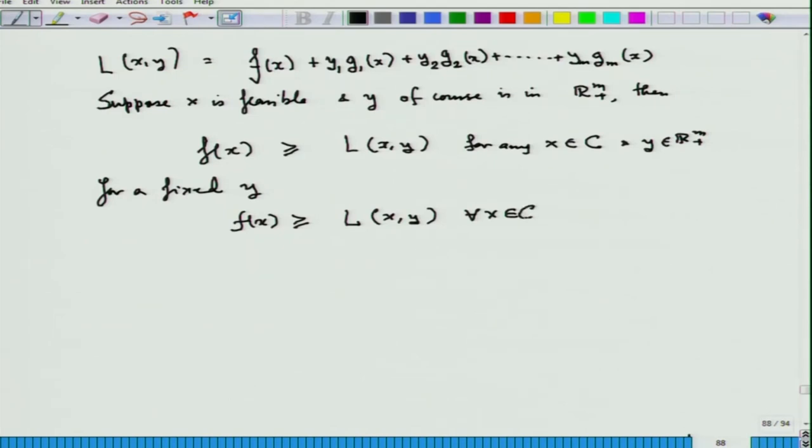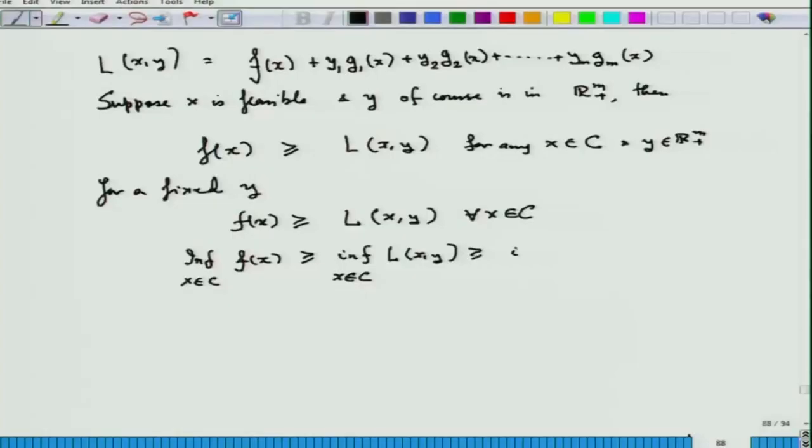Now, once I get this, this would immediately mean the following: my y is fixed, but my x is varying. I can write inf of x over C of f of x is bigger than inf of x over C of L(x, y). And now, once y is fixed, the infimum over a smaller set would always be bigger than the infimum over a larger set. Now, this is nothing but the value of the problem Cp, which is bigger than the infimum.